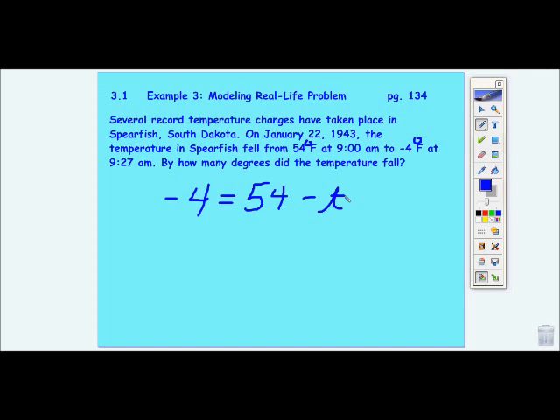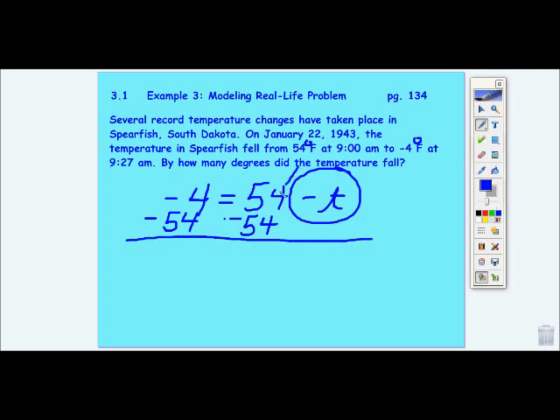So this time I still want to get my variable by itself. So I'm going to get rid of my 54. So it was a positive 54. I'm going to go ahead and subtract 54 from both sides. That leaves me with just my variable on the right hand side this time. And over here I have a negative 58 degrees.